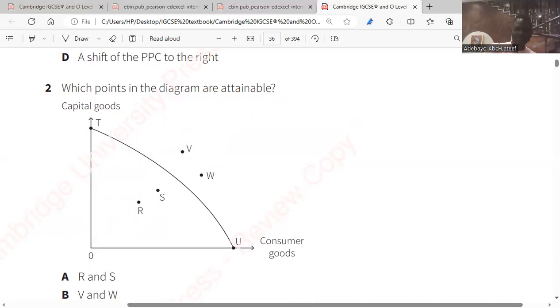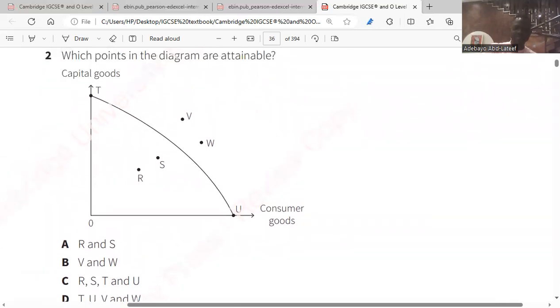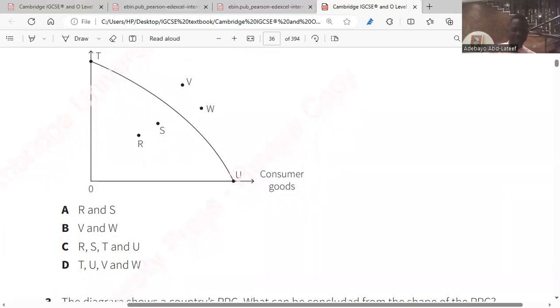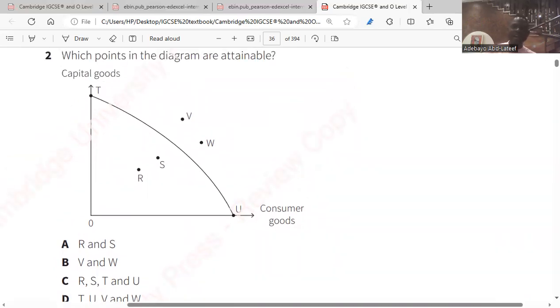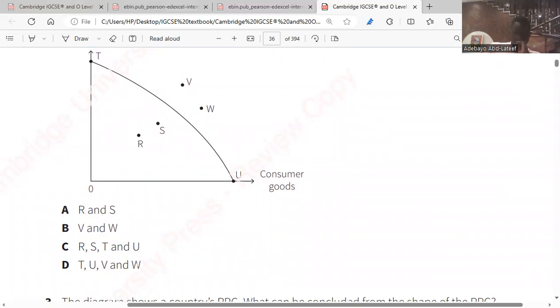Not currently attainable, so it's RNS. RNS, that's A. Is not attainable. Okay, the question is which points in the diagram are attainable? T is attainable. U is attainable. S. V. Yeah. All of RSTU are attainable.